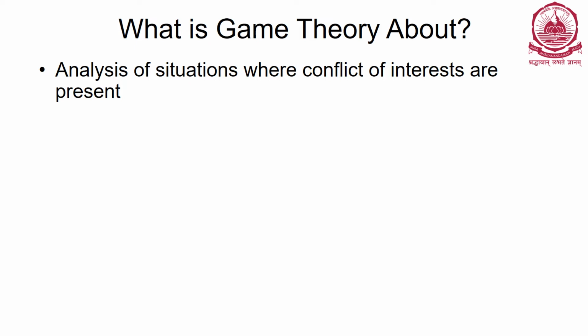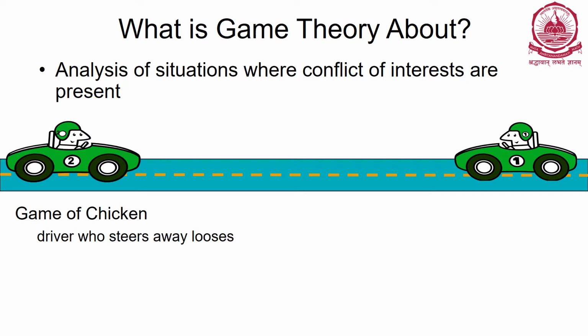So what is game theory about? Game theory is all about analyzing situations where conflicts of interest are present. When there is a conflicting decision to make, for example, which restaurant to go to today, or what food to order from the menu today, or what subject to choose as an elective subject in the next semester. Anywhere there is a conflict of interest, you can use game theory.